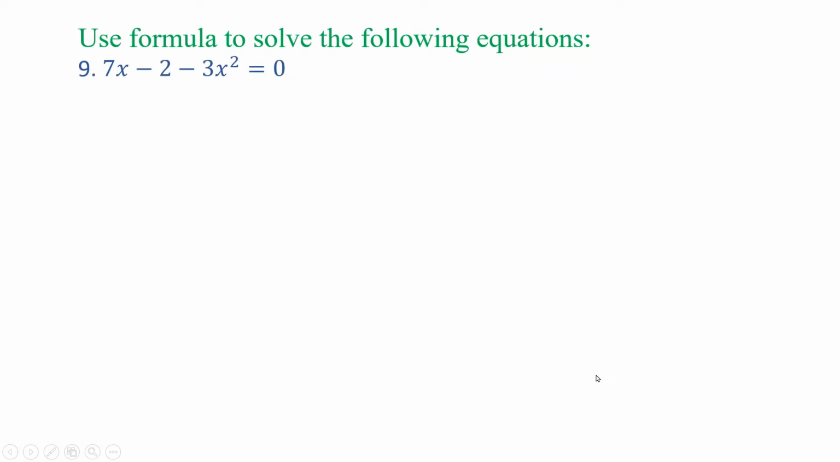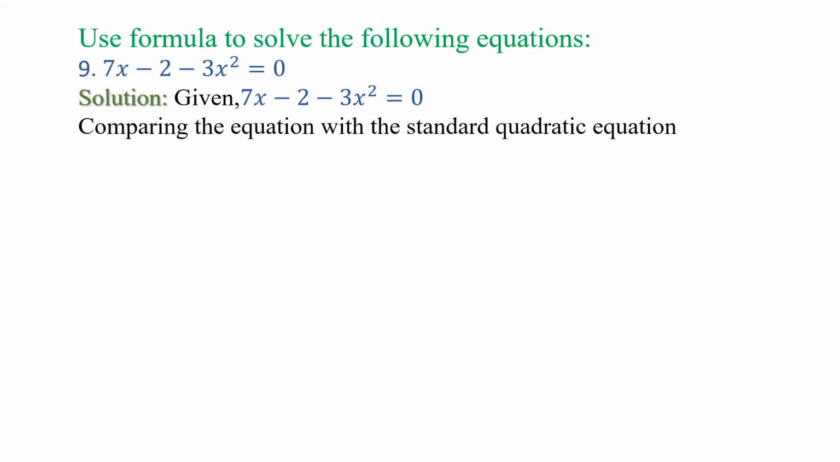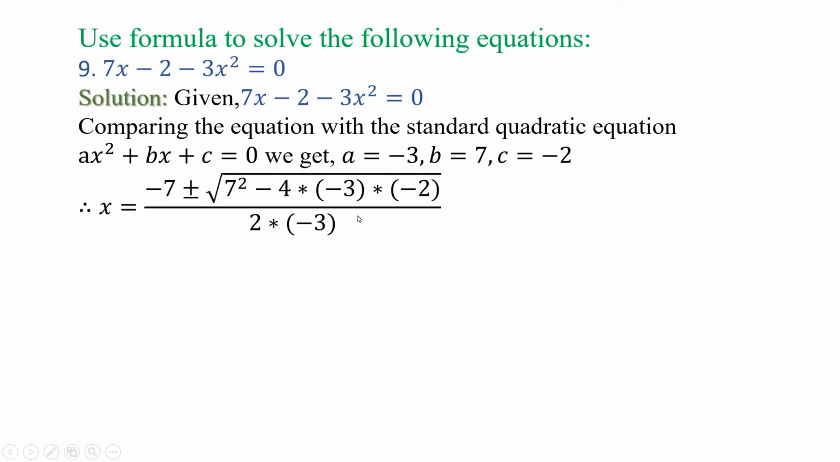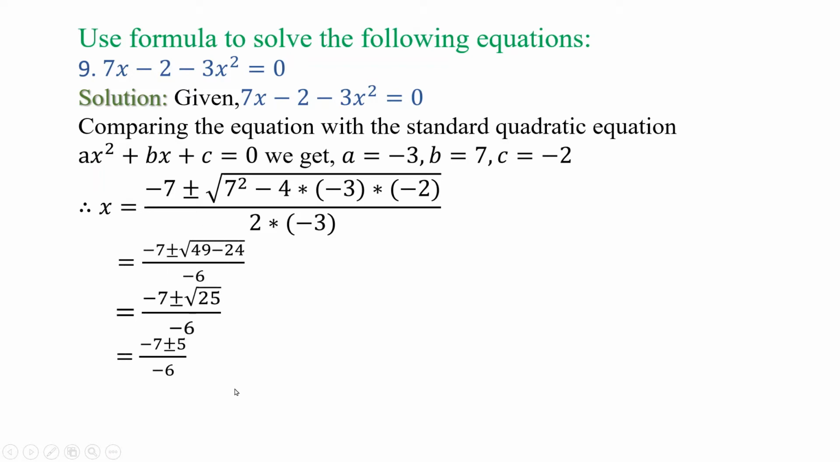Another problem, problem 9 of exercise 5.1. Given that 7x minus 2 minus 3x squared is equal to 0, and comparing with the standard form of quadratic equation, we get a is equal to minus 3. Here the coefficient of x squared is minus 3, so a is equal to minus 3, and the coefficient of x is 7, so b is equal to 7, and the constant term is minus 2, therefore c is equal to minus 2. Now putting the values of a, b, c in this equation, you get this, and calculating this, you get this.